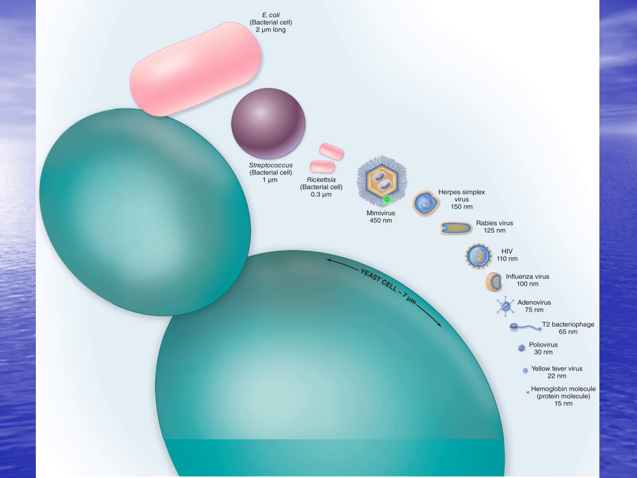The mimivirus is about 450 nanometers, and then you can actually go down through here and actually find that poliovirus is about 30 nanometers. Yellow fever virus is about 22 nanometers. And that's not much larger than the hemoglobin molecule itself found in our red blood cells at 15 nanometers.